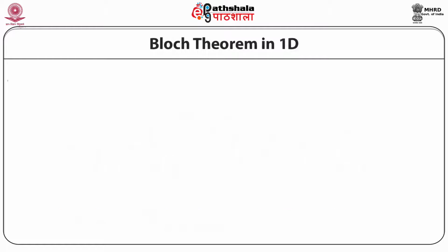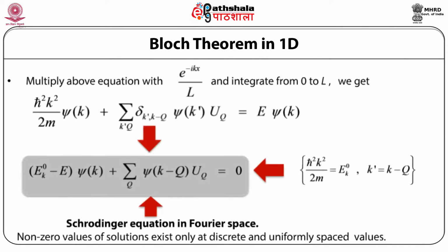Now what we do is that this Schrödinger equation which we have written down in Fourier space, we multiply it by e^(−ikx) by L, where k is equal to 2π l divided by N, and we integrate it from 0 to capital L. So this gives us ħ²k² divided by 2m φ_k plus summation over k′, Q of δ(k′, k − Q) φ_k′ U_Q, which is equal to E φ_k. In deriving these previous results, we have made use of the following results.